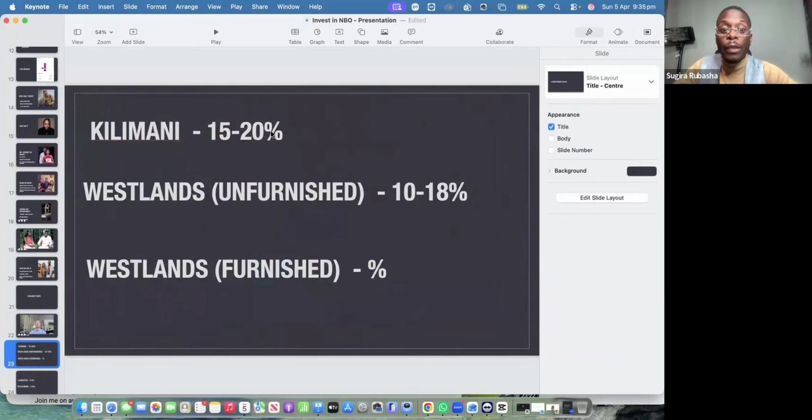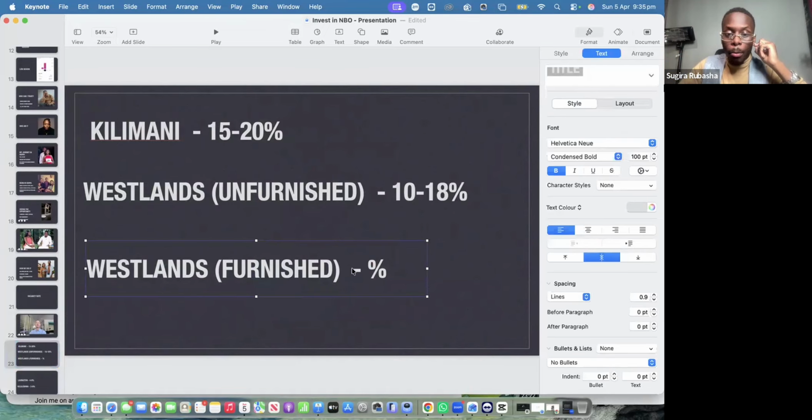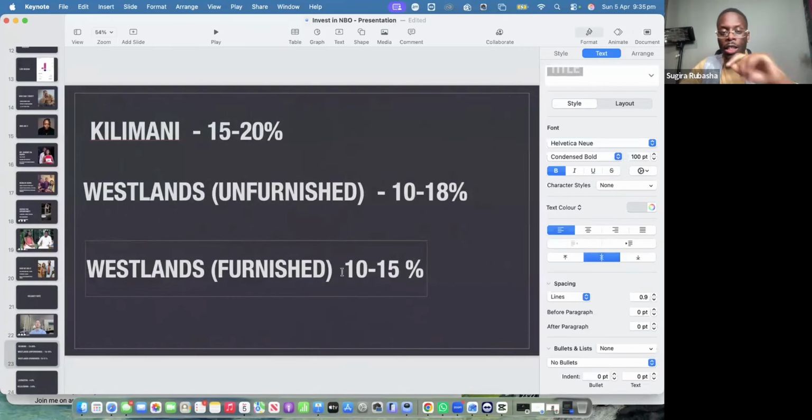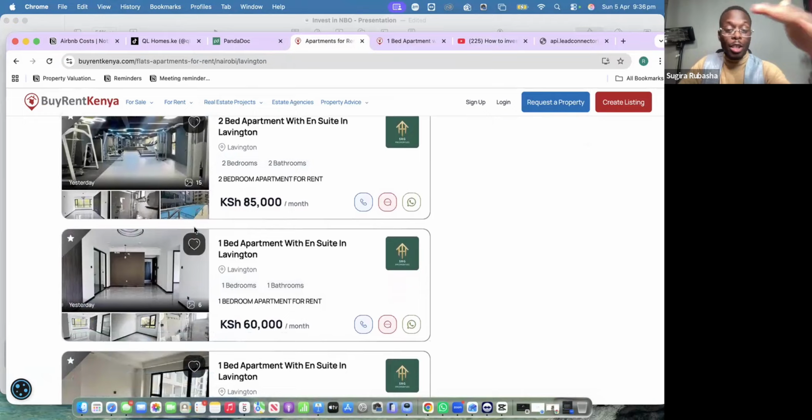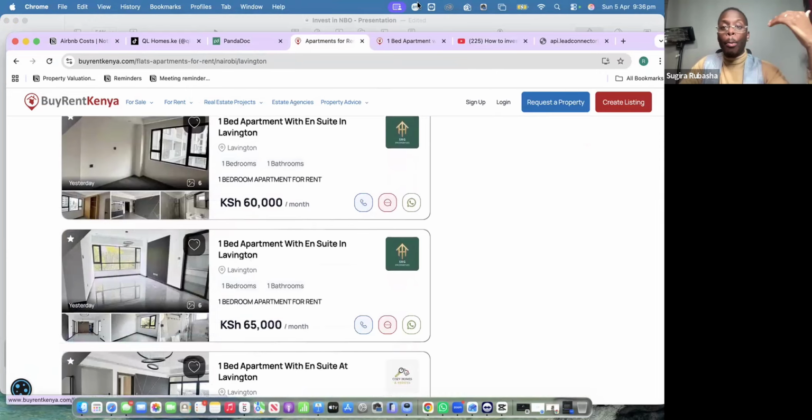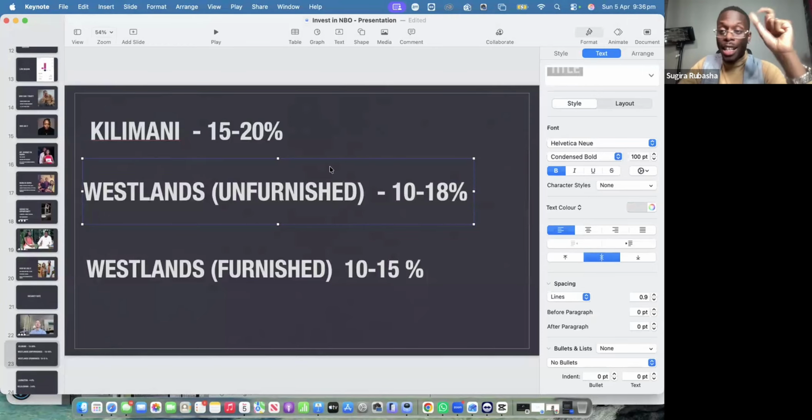So I was looking up, look, Kilimani is 15 to 20%, right? So it's higher because there's so many apartments going up there. Westlands is about 10 to 18%. Okay, Kilimani was 15 to 20%, and that's also unfurnished. So unfurnished apartments, 15 to 20%, because there's so many. If I go on that website now and go to Kilimani, look, this is just in Lavington, for example, look how many you can see. But in Kilimani, there's so many, 15 to 20%, which is high.